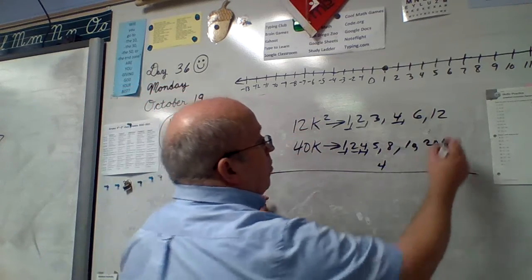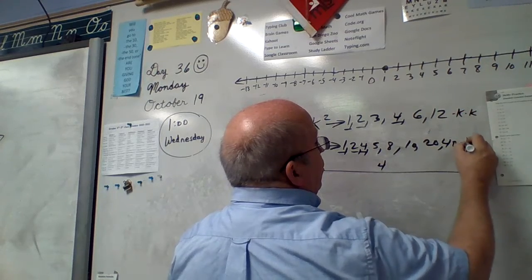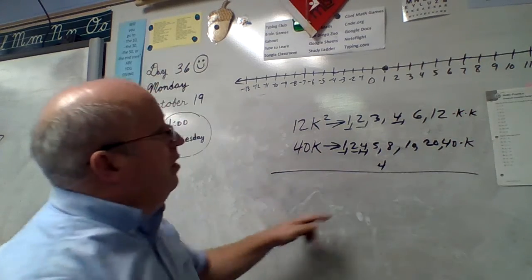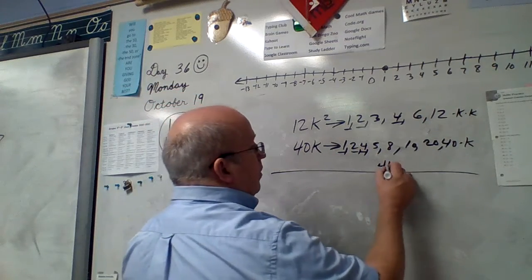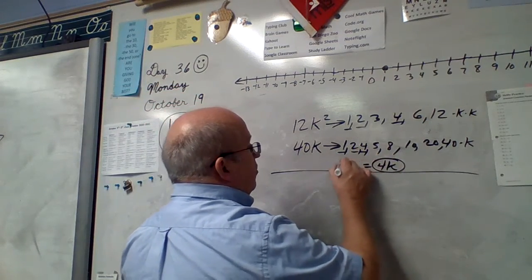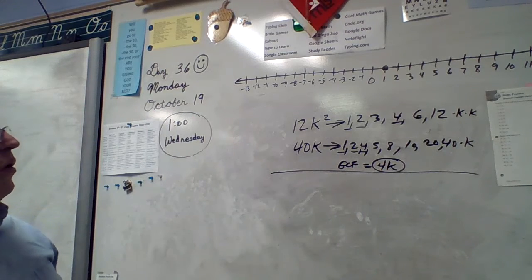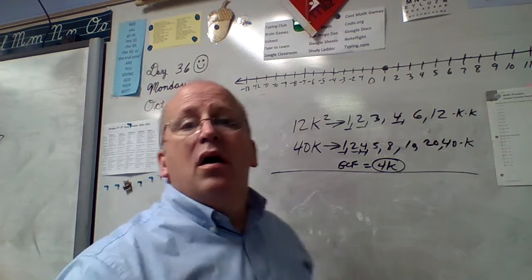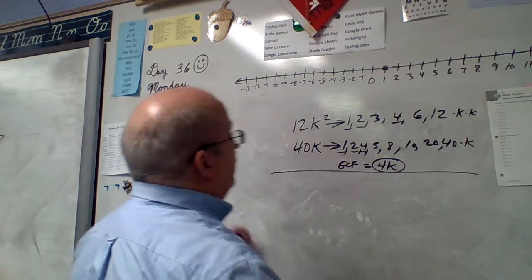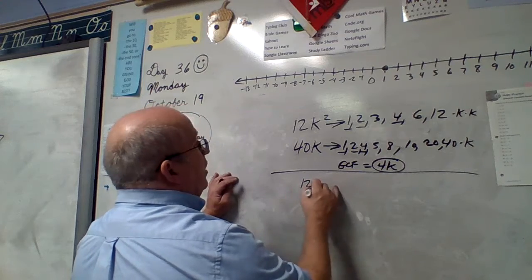What if I write times k here, and what if I write times k there? What do they have in common here? They have a k in common. So that means the greatest common factor is 4 times k. 4 times k. Okay? Now, what time are we at? 10? Okay. Now, what about this other method down here?